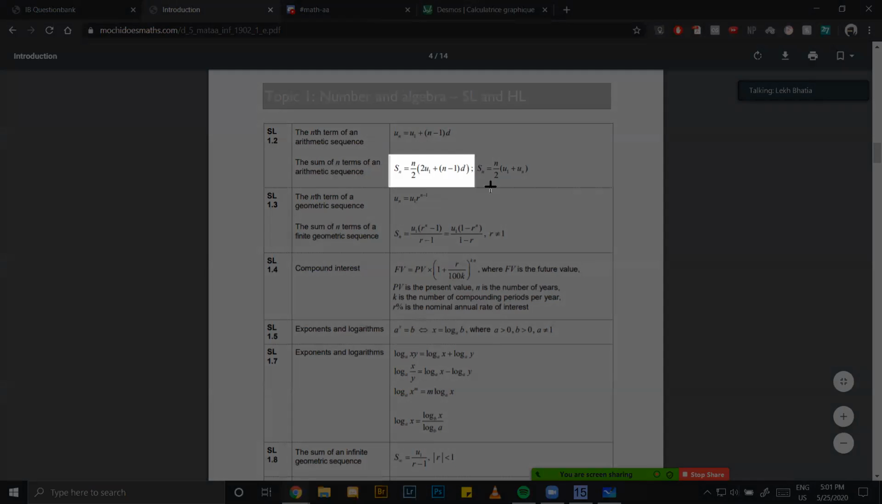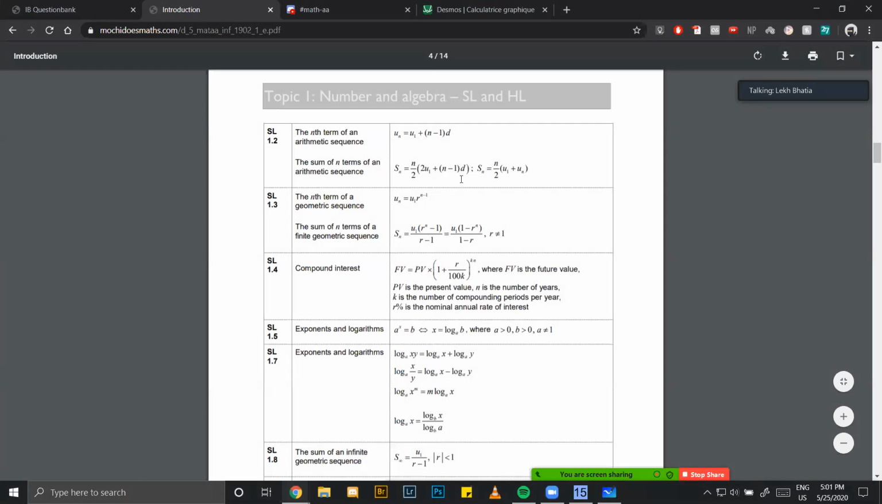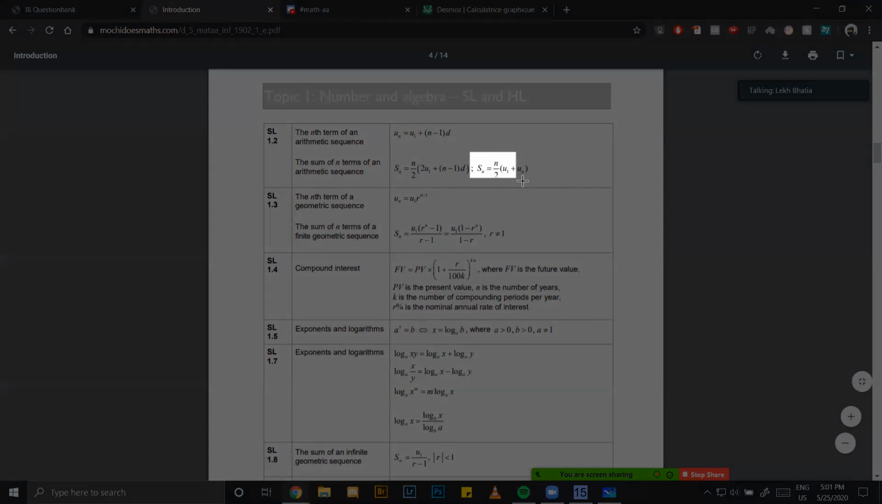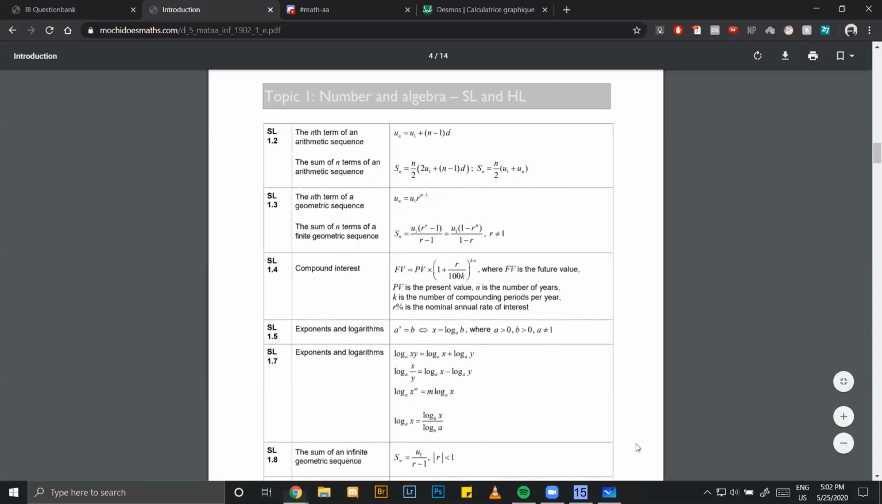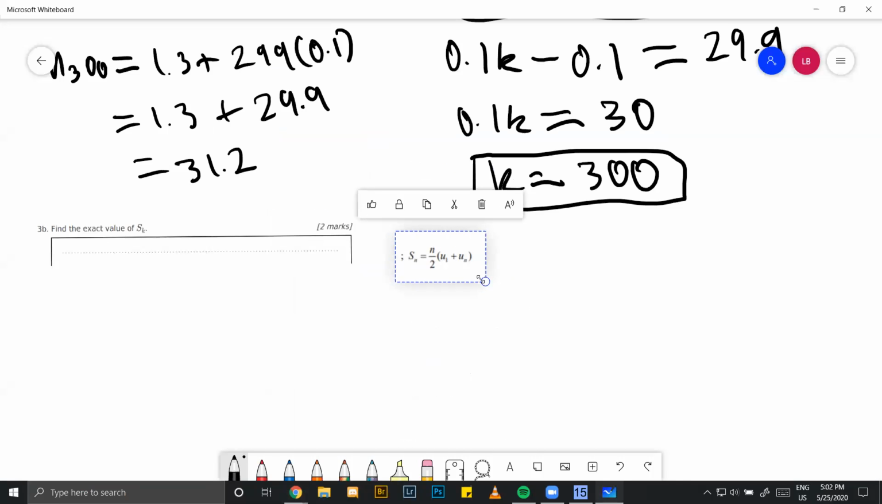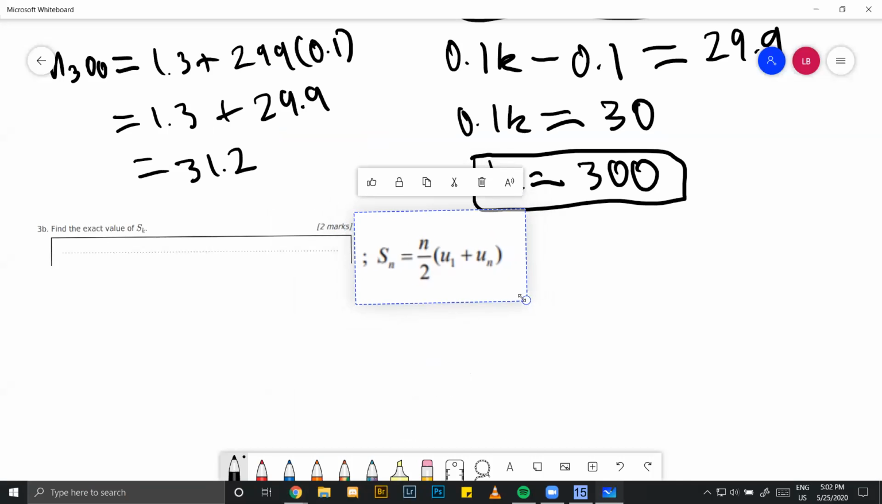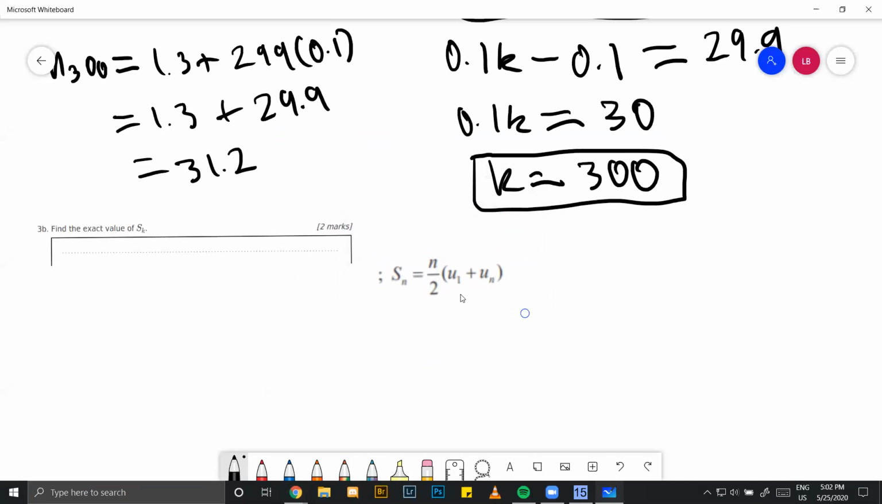Actually, I think it would be beneficial for us to use the second equation here. And I'll explain why in just one second. Our second equation over here utilizes the first term and the nth term, and we actually know the value of the kth term. So we actually know the value of our final term, which we're adding up. So this is an efficient formula to use. So Sk is going to be equal to k over 2 times u1 plus uk, right?